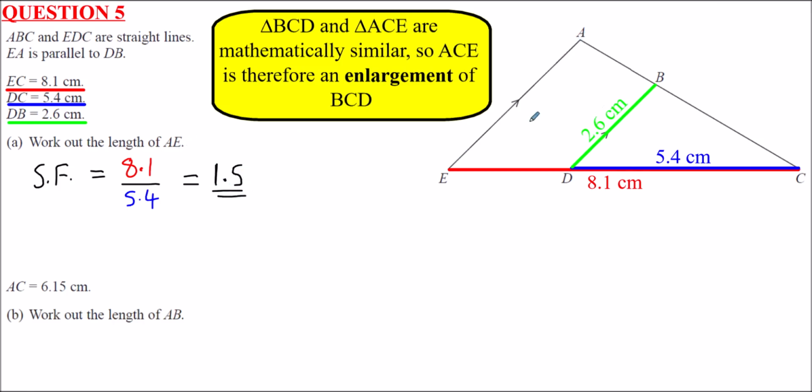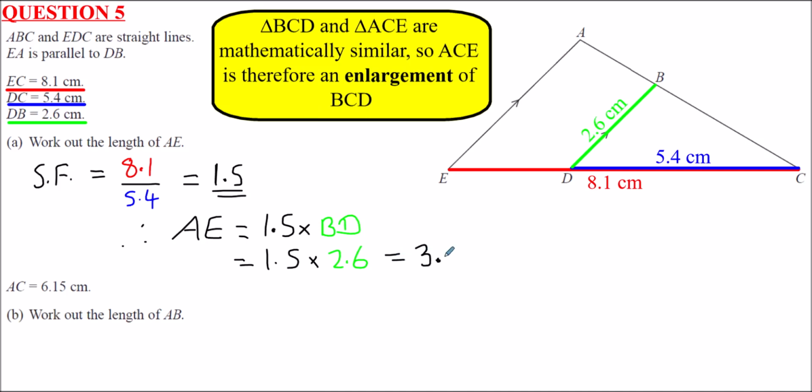So from A to E is going to be 1.5 times bigger than BD. Therefore, AE is going to be 1.5 times BD. So that's 1.5 multiplied by 2.6. And you can use your calculator on this if you want to. It's absolutely fine. That'll give you 3.9 centimetres.